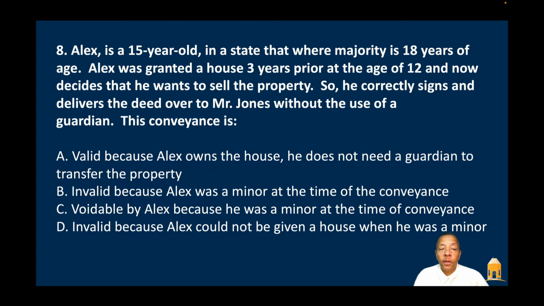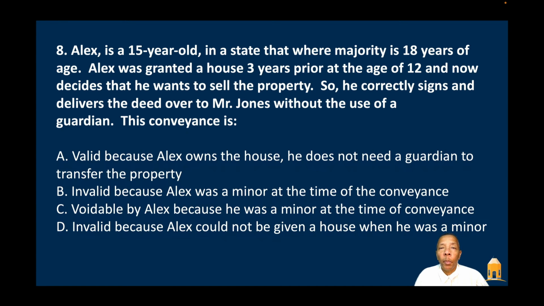We say that this is valid because Alex owns the house. He doesn't need a guardian to transfer the property. Well, I think we all know that that is incorrect, right? He's underage. He's not 18 yet, so he's going to need a guardian. So let's throw that one out, all right? It's invalid because he was a minor at the time of the conveyance. Let's hold on to that for a second.